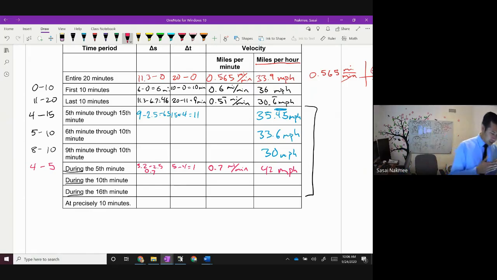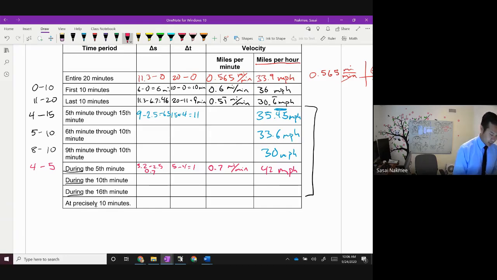Whereas earlier, right, we had an interval from the 9th minute to the 10th minute, and we found out the average speed was 30 miles per hour, right? So I don't know if you guys noticed this, but the intervals are getting smaller and smaller, and we're able to calculate the average speed for smaller and smaller intervals, from the 6th minute to the 10th minute, or the 9th minute to the 10th minute. Now we're going to just do it during the 10th minute.